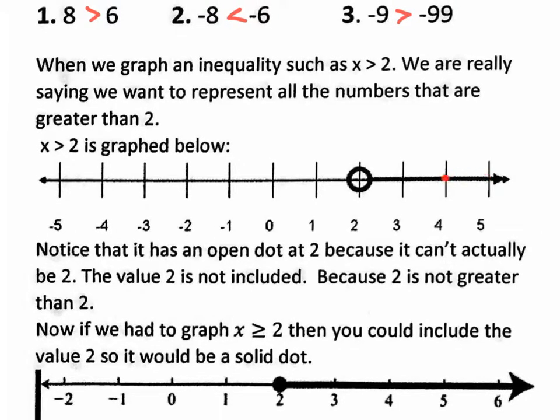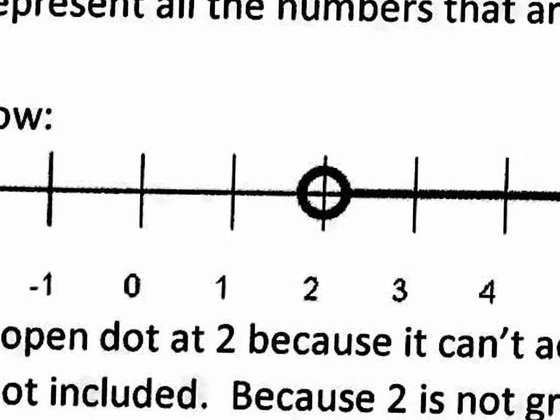It could be 5, 4, 3, it could be 1,000. It could be 2.5, it could be 2.1, it could be 2.0001. I mean, you could technically get super close, right? You could get super close, but not actually touch the 2. And that's why we use an open dot, because you cannot actually include 2. I hope that makes sense.